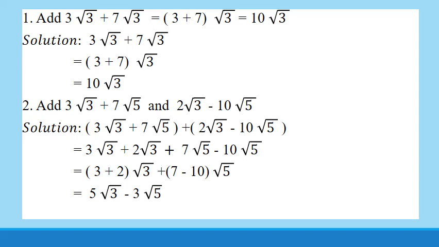See here, first question: 3 root 3 plus 7 root 3 equals to... if you will see here, root 3 is common, so we will take out that root 3 common. So what is left? 3 plus 7, that equals 10 root 3. You can solve this vertically also. 3 root 3 plus 7 root 3 equals (3 plus 7) root 3, that gives you 10 root 3.